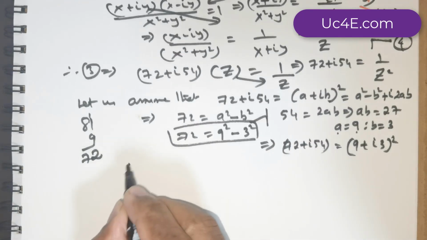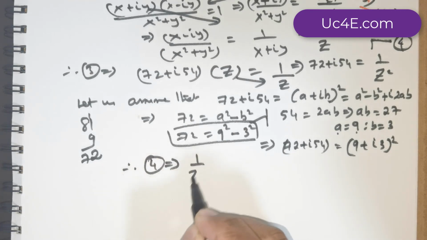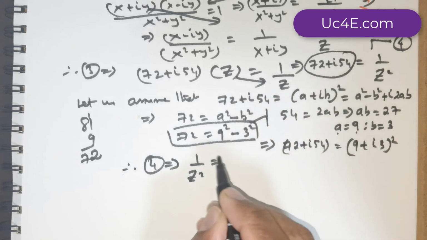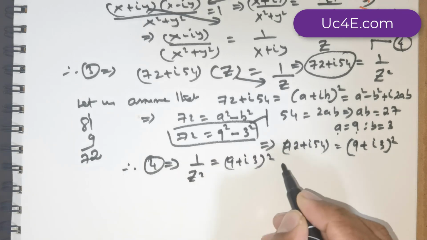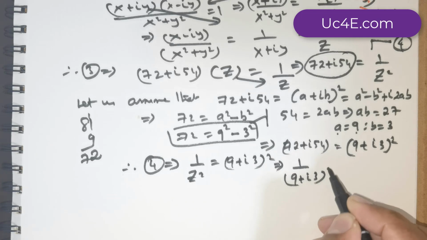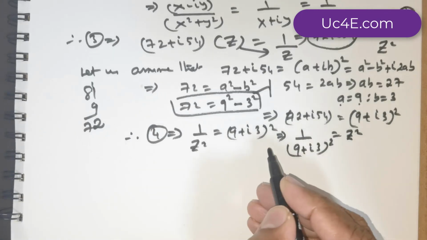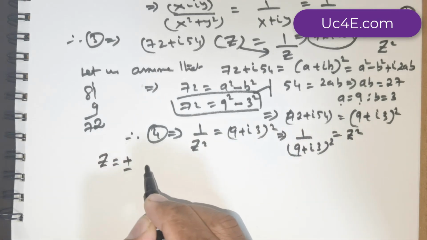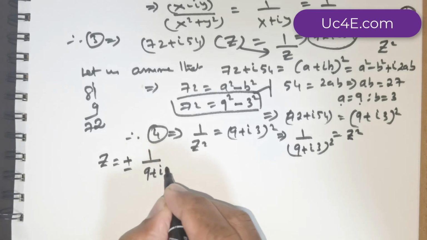So therefore 4 can be written as 1 over z squared is equal to, in place of this I am having (9 plus i times 3) raised to the power of 2. Now this can be further rewritten as 1 over (9 plus i times 3) raised to the power of 2 is equal to z squared. Therefore if you push the square to the other side, z is going to be plus or minus 1 over (9 plus i times 3).